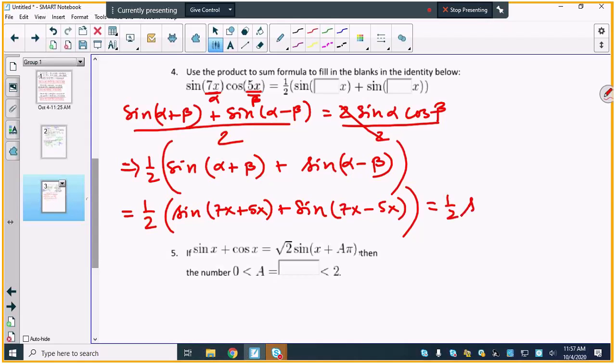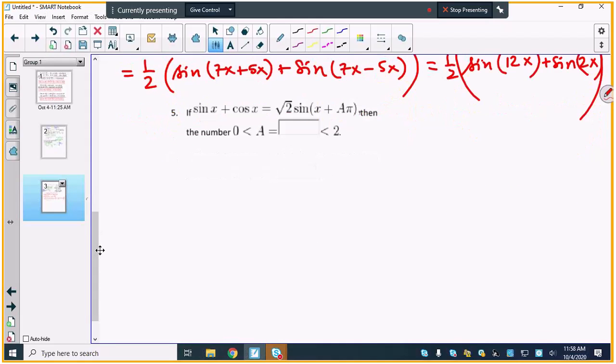Well, this is 1/2 [sin 12x plus sin 2x]. And that kind of answered my question. So when I'm filling in the blanks, I will go ahead and say that the first blank is 1/2 sin 12x. The second blank is 2x. And that would clearly answer my question.